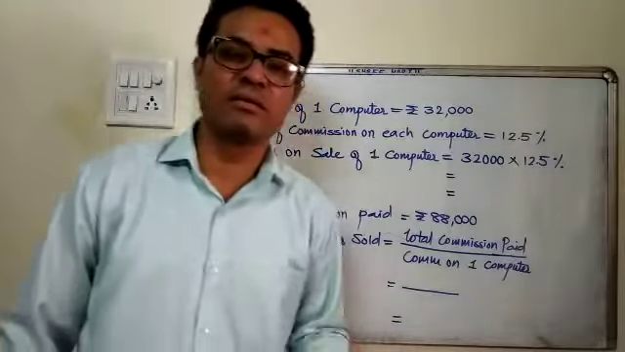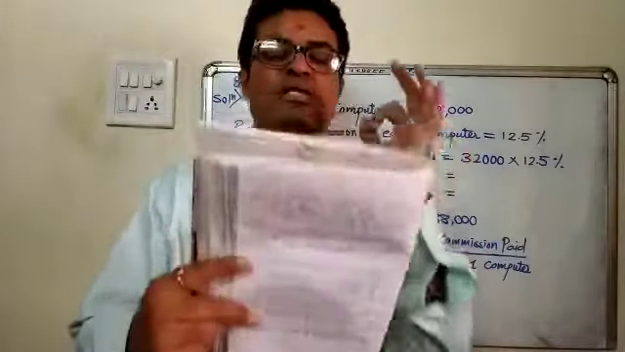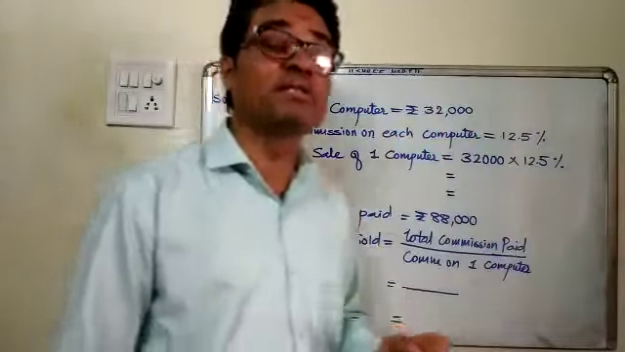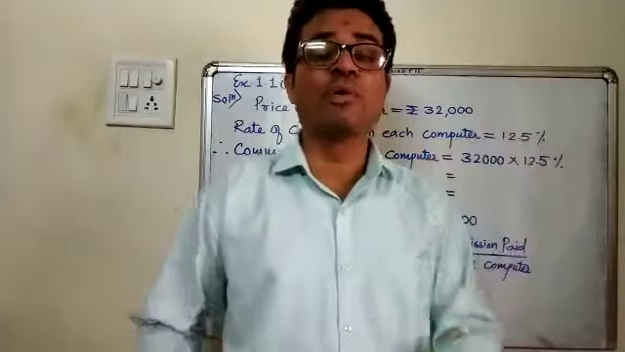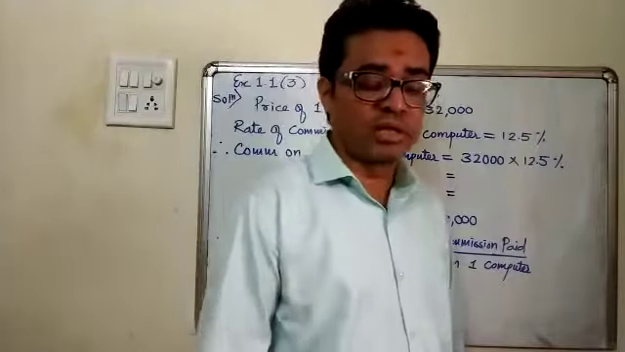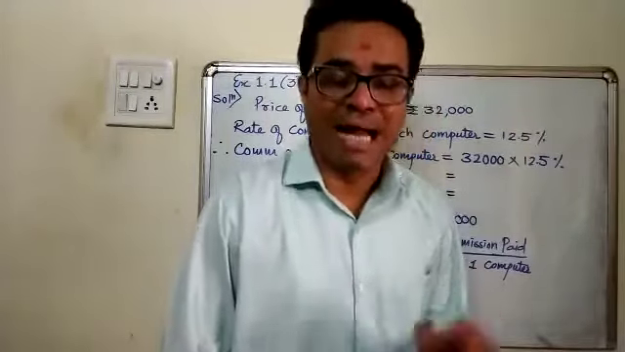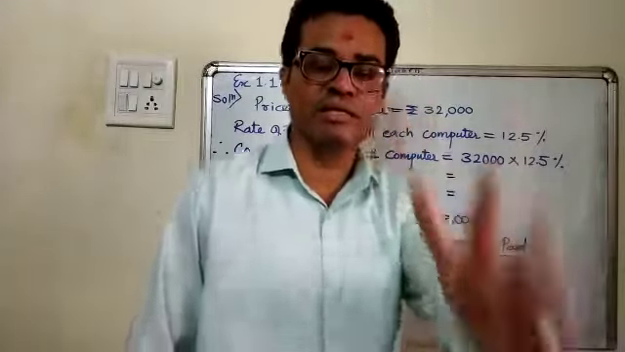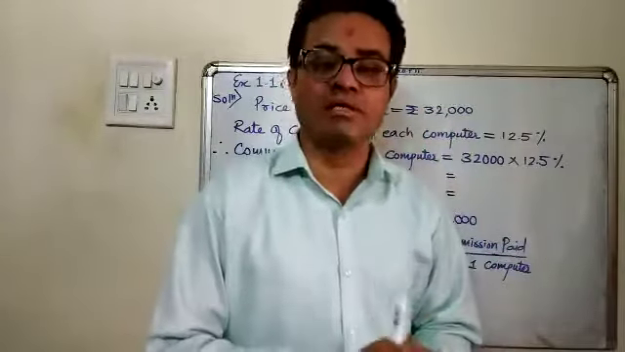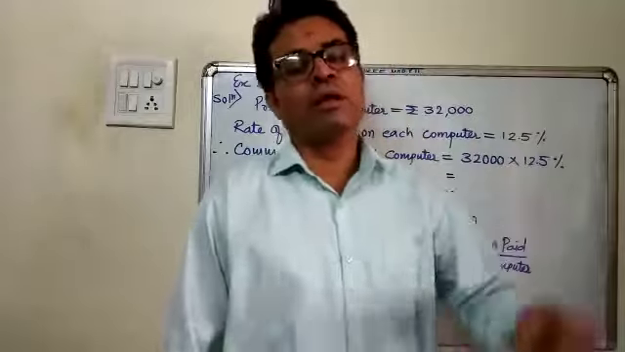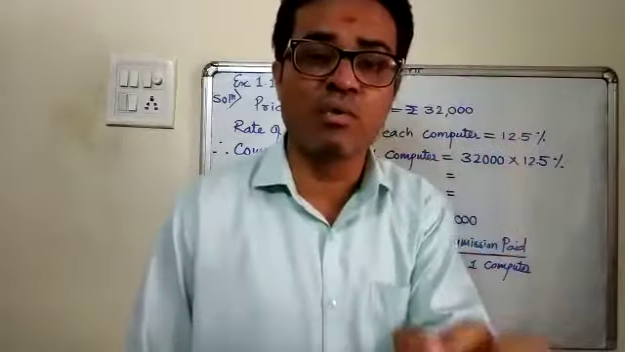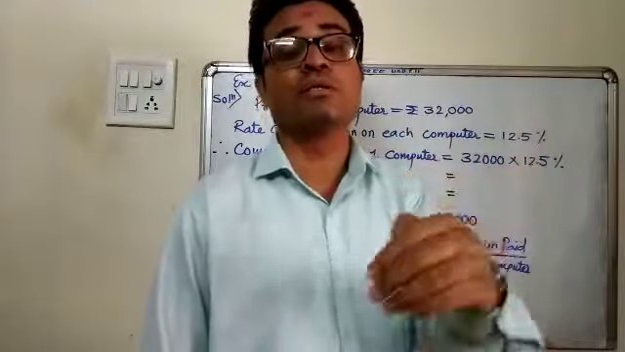Your next question, question number 3. Miss Saraswati was paid rupees 88,000 as commission on sale of computers at the rate of 12.5%. If the price of computer is 32,000, find how many computers she sold. So in this question, we are already given total commission, rate of commission, and price of one computer. In this question, we require number of computers sold.